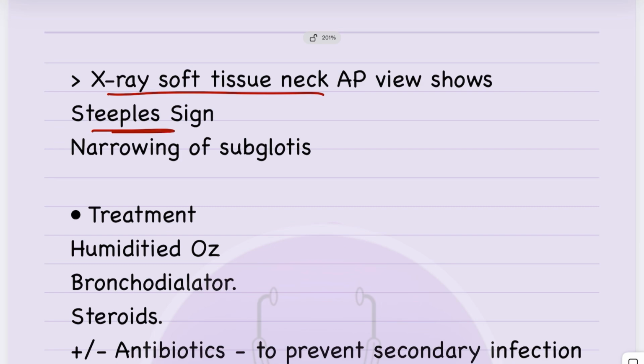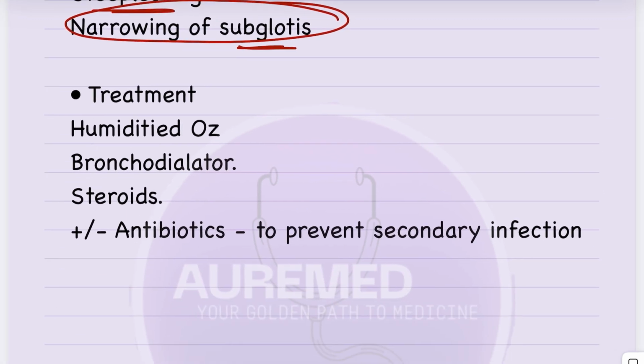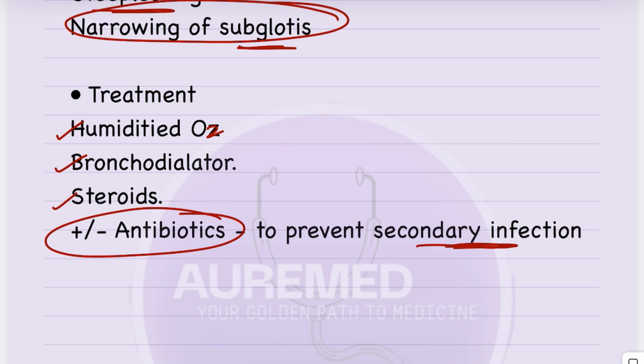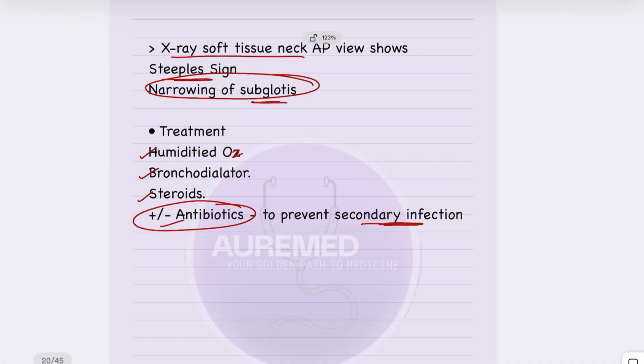This is the same thing. There is a narrowing at the subglottis because there is infection of the subglottis. That's why there will be a narrowing. What is the treatment? This is basically humidified oxygen, bronchodilators, steroids, and antibiotics to prevent secondary infection. Because of the croup, there can be a chance of having secondary infection. To prevent that, we give antibiotics.